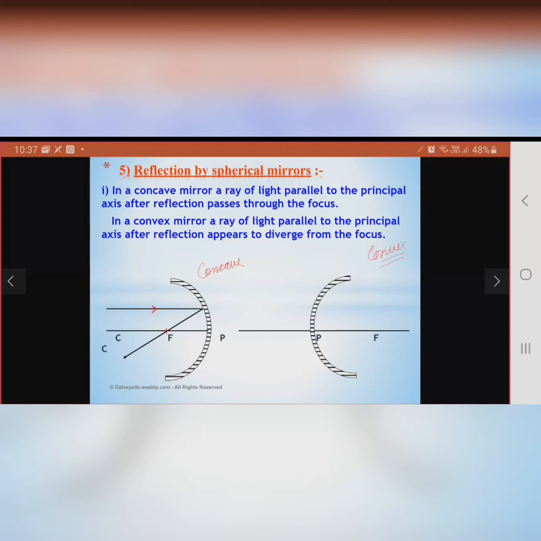We know a convex mirror. So concave mirror, whenever you draw it, you can show the silvered side like this. For a convex mirror, this outer side is silvered. So any ray which is parallel to the principal axis will get reflected like this. If we extend it backward, it would pass through the focus.